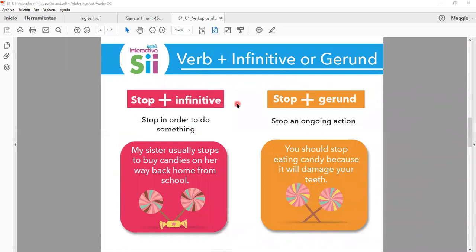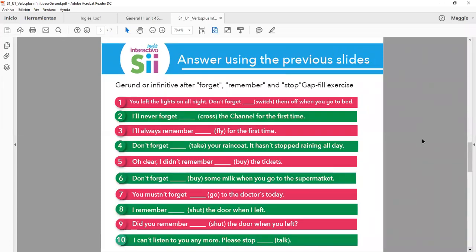Whenever we use stop plus gerund, it means that we are going to stop an ongoing action. For example, you should stop eating candy because it will damage your teeth. It means don't do it anymore. Okay, all right, now let's go to some exercises.